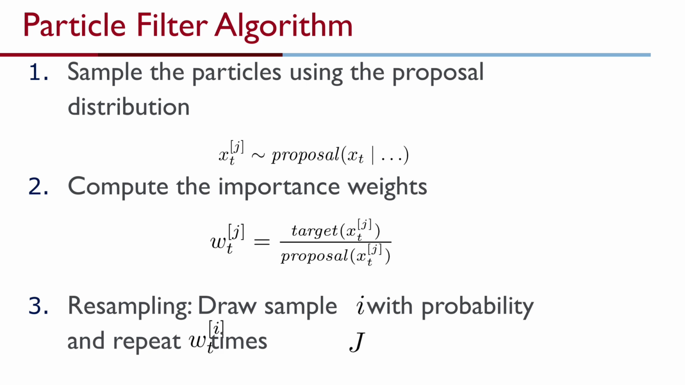Finally, we perform resampling. This is a sampling with replacement process. We draw a new set of particles, where the probability of selecting each particle is proportional to its importance weight. Particles with high weight are more likely to survive, and low-weight particles tend to disappear, informally. You can think of this step as a survival of the fittest process. The algorithm focuses its samples on the most likely regions of the state space.